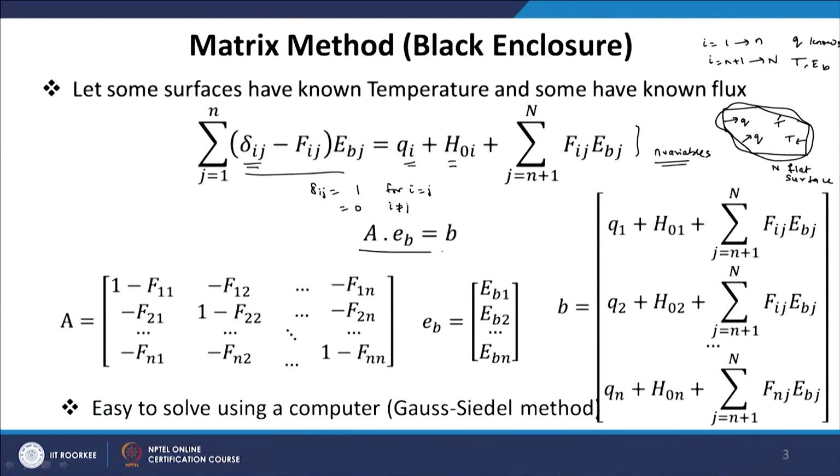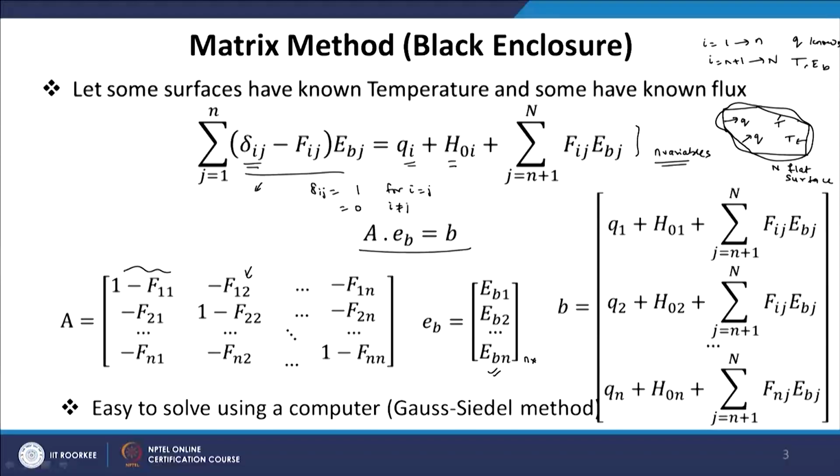Okay. Now, this equation can be written in matrix form A times E b is equal to small b, where the matrix A contains the coefficients on the left hand side. So, the diagonal coefficients we have i is equal to j, so we have 1 minus F i j from the first term. Off diagonal elements will have i not equal to j, so delta i j will be equal to 0. So, we have minus F i j terms in the off diagonal, and the E b vector contains the unknown MSC power for the first n surfaces.